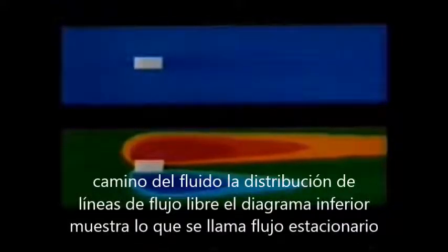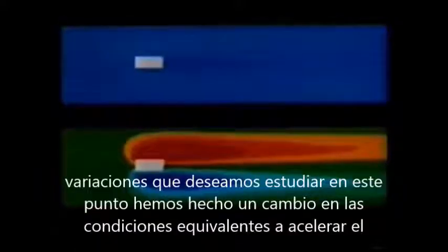The lower diagram shows what are called stationary streamlines. It contains the same information as the upper diagram, except that the uniform velocity of unobstructed steady flow has been subtracted in such a way as to exaggerate and clarify the small variations we wish to study.